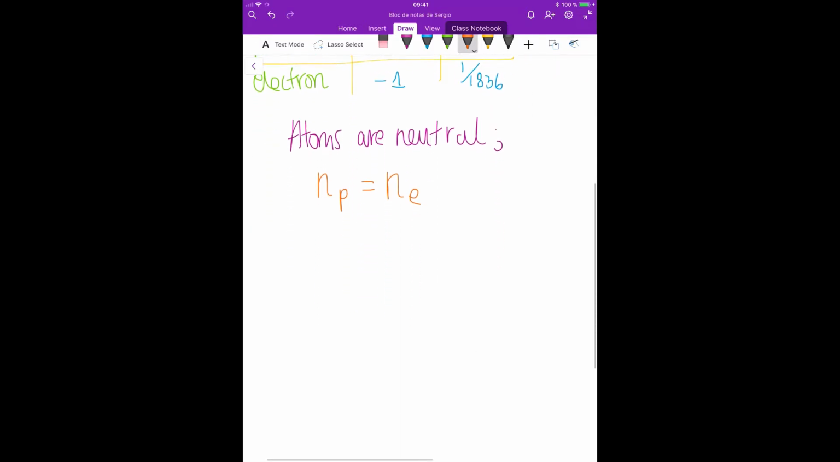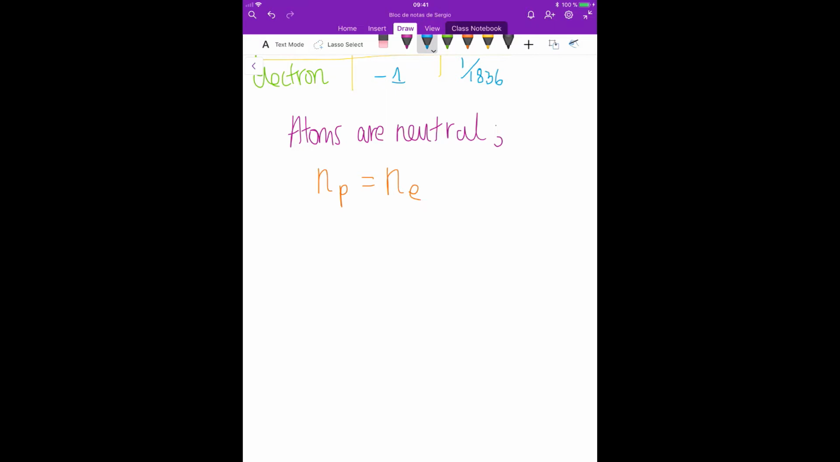Now let's talk about the properties of elements. So imagine we have element X. Here we would have two different numbers. Letter A corresponds to the mass number, which is basically the number of protons plus the number of neutrons, since these two make up the main mass of the atom.